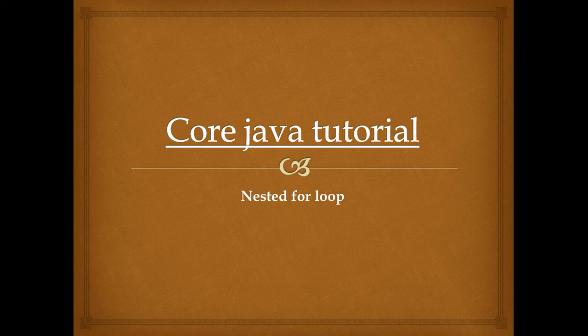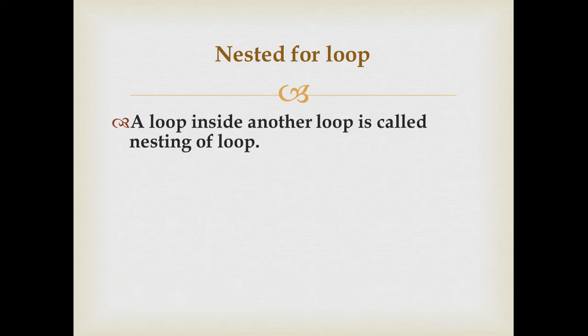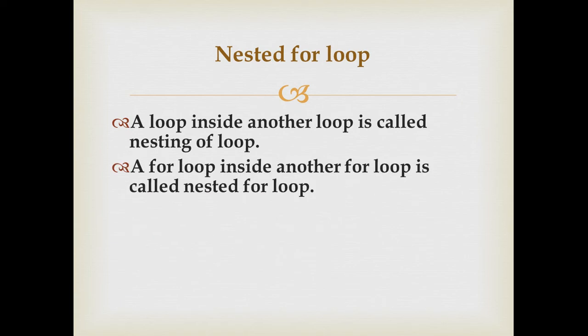In this part we are going to learn what a nested loop is and how a nested for loop works in Java. A loop inside another loop is called nesting of loops. It is possible to place a loop within the body of another loop, so the execution of the inner loop is controlled by the outer loop. That type of setting is called nesting of loops. In the case of for loops, a for loop inside another for loop is called a nested for loop.